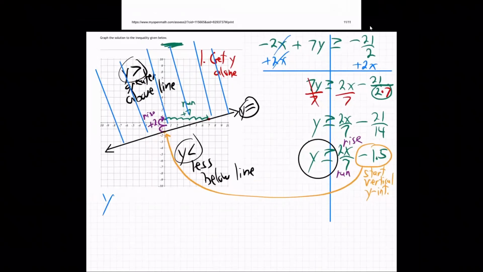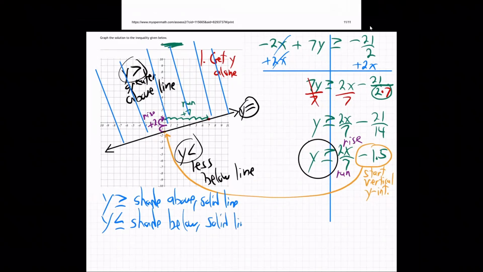If we have y greater than or equal, it's shade above with a solid line, because it's equals, you want the line. Y less than or equal is shade below, because less is below. Again, solid line because you have the equals.